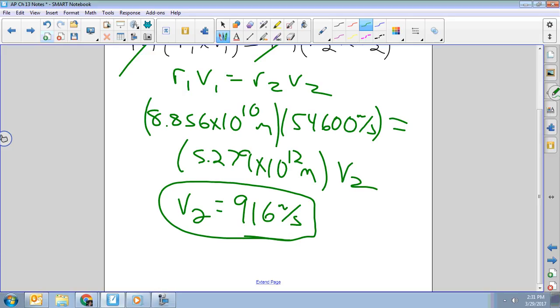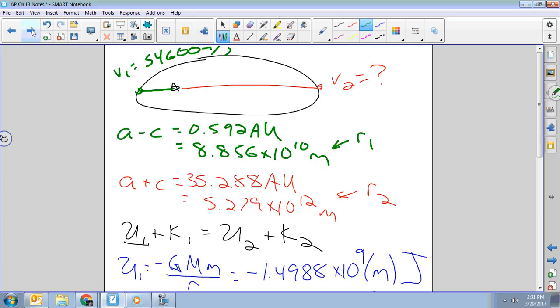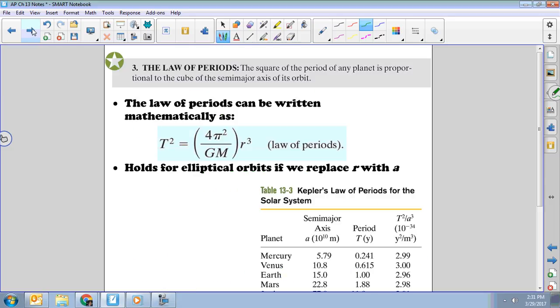All right, cool. So that's the first two laws, along with the smattering of conservation of energy. And also notice the fact that the gravitational potential energy is negative doesn't change how you solve the problems. You still just do total energy equals total energy. All right, finally, the third law.